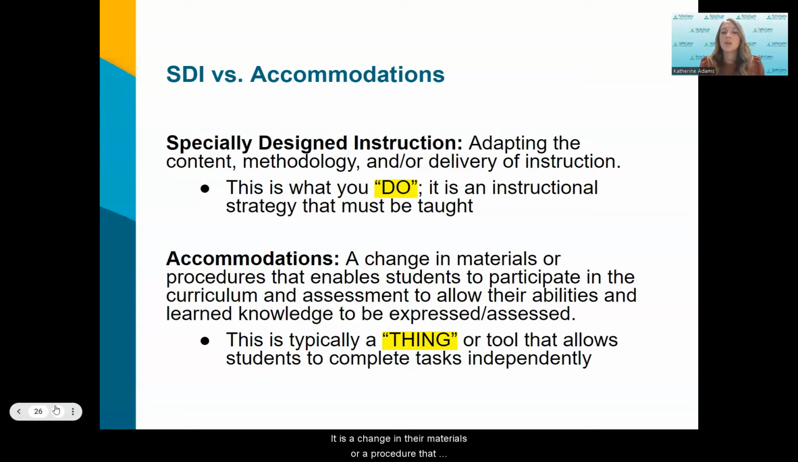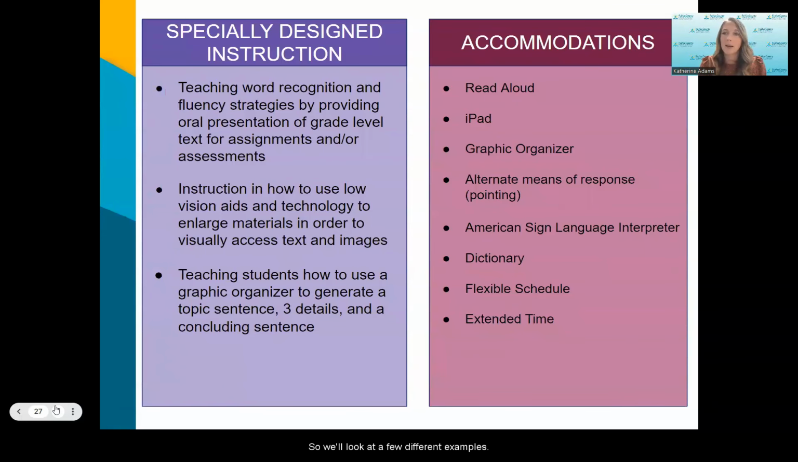It's a change in their materials or a procedure that enables students to participate in the curriculum and assessments to allow their abilities and learned knowledge to be expressed and assessed. So we'll look at a few different examples. Again, that specially designed instruction is on the left and the accommodations on the right. So a few examples. Specially designed instruction would be teaching students word recognition or fluency strategies by providing an oral presentation of grade level text for assignments and assessments.